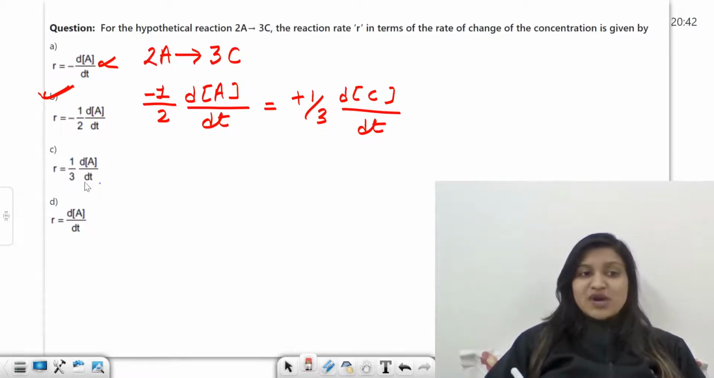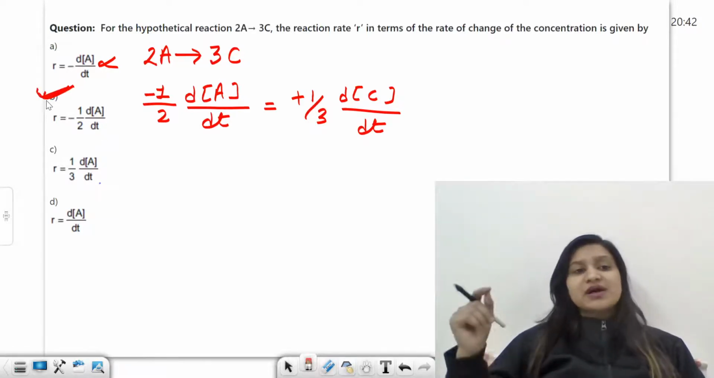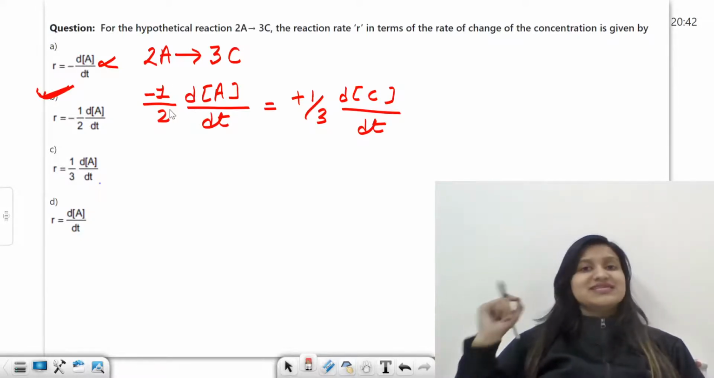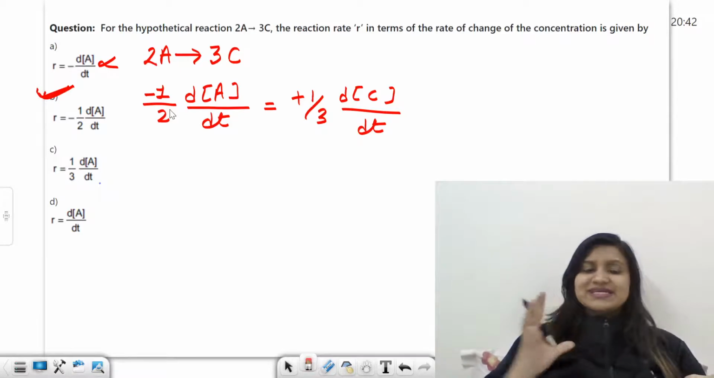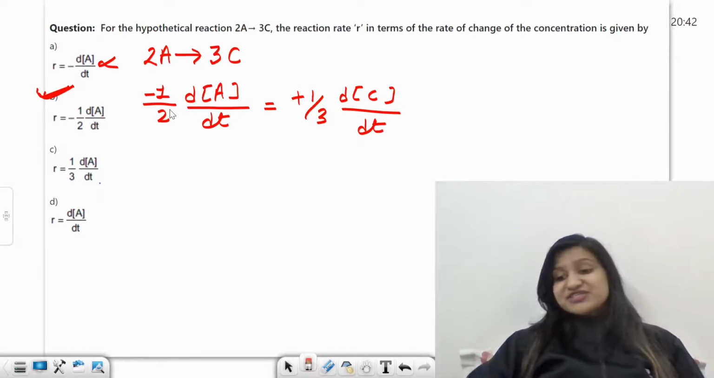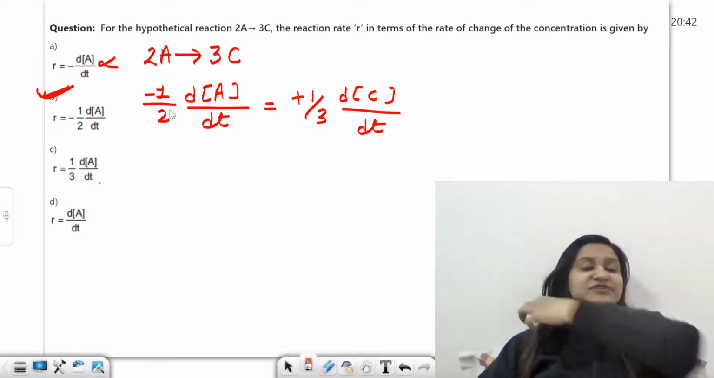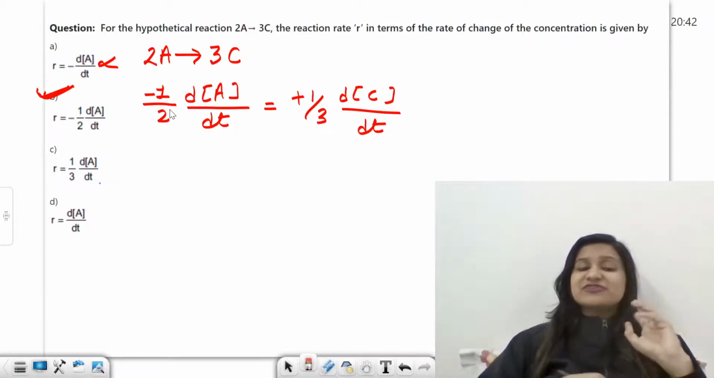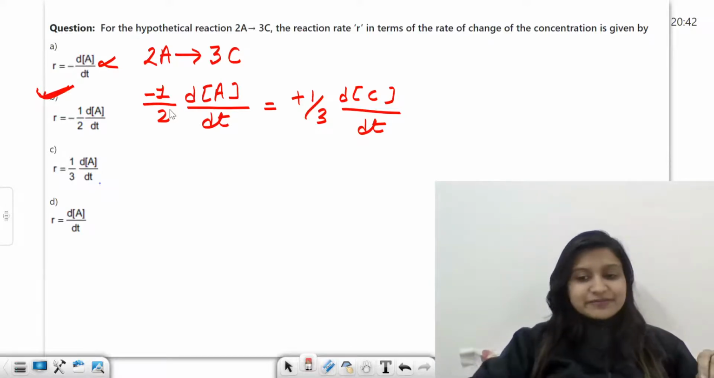The next is 1 by 3 dA by dt. No. Or simply dA by dt. No. The correct answer is option number B. Minus 1 by 2 dA over dt. So very simple, very easy. We are doing these questions so that you will be comfortable with rate of appearance, rate of disappearance, and rate of reaction. All right.